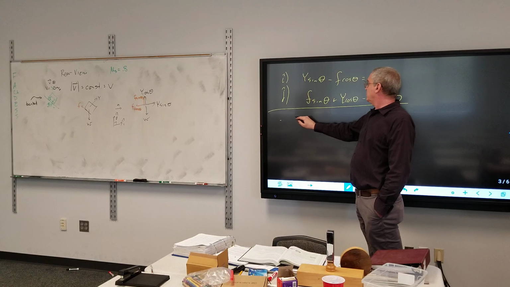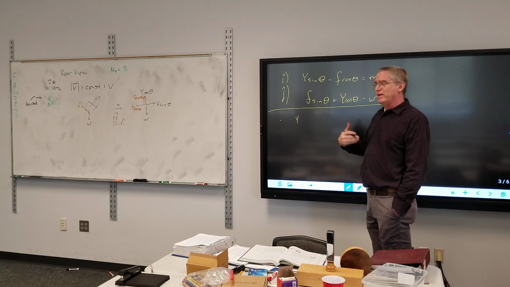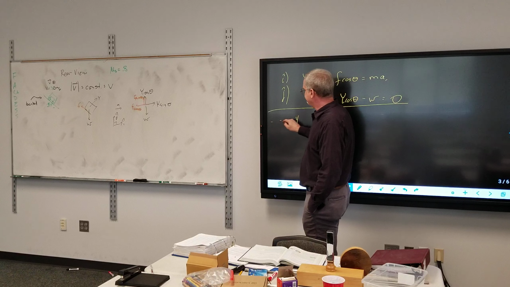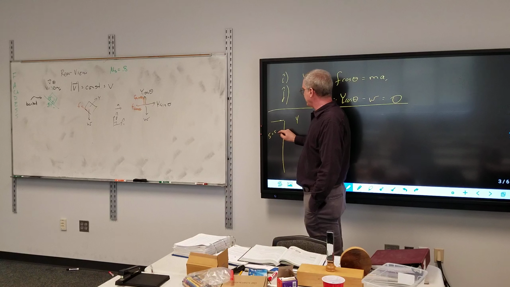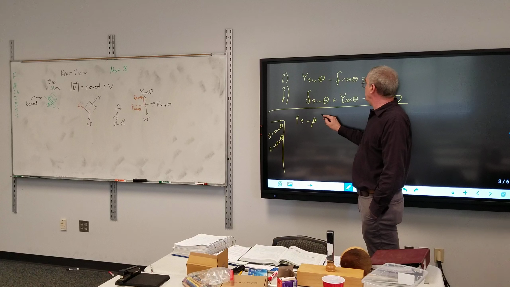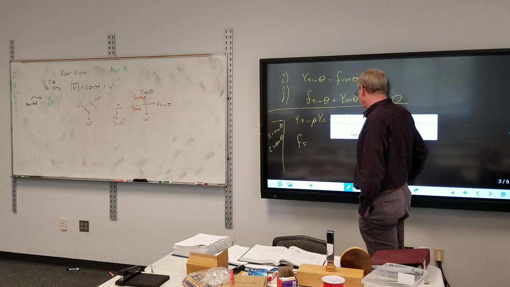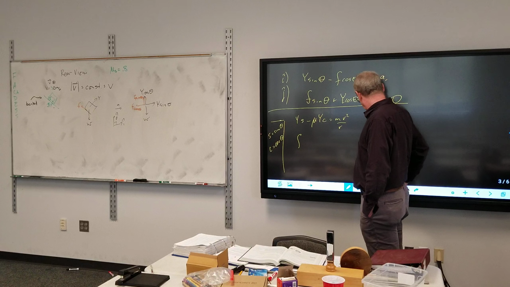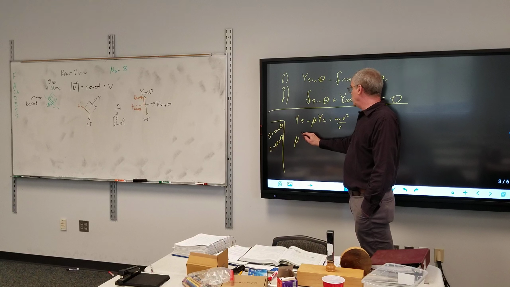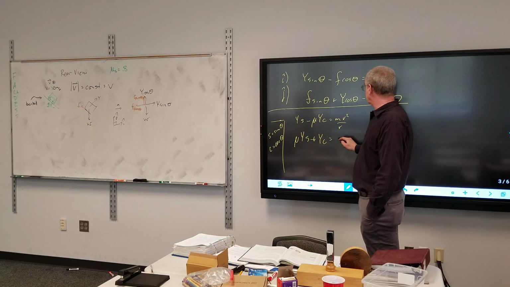So we now have, all right, I'm tired of writing sine theta and cosine theta, so I'm gonna go to my usual substitution here. I'm gonna let S equal sine theta and C equal cosine theta. So I have N S minus mu N C is equal to m v squared over r, and mu N S plus N C is equal to m g.